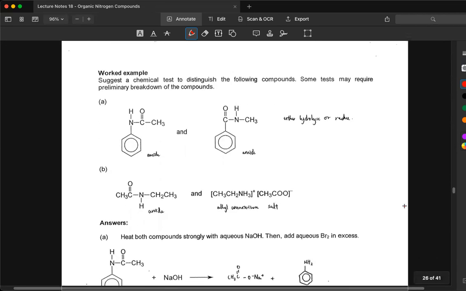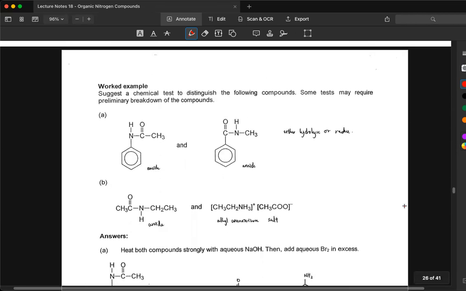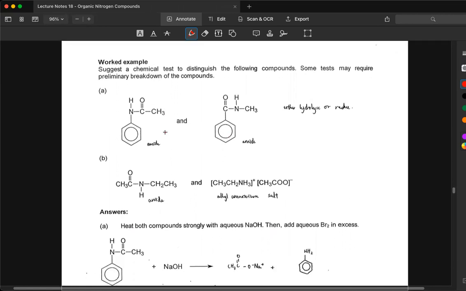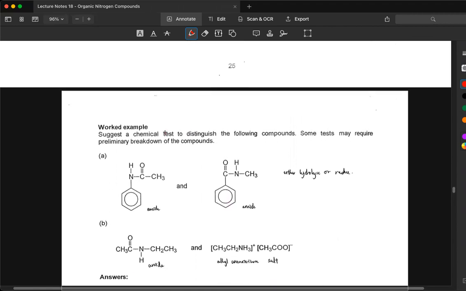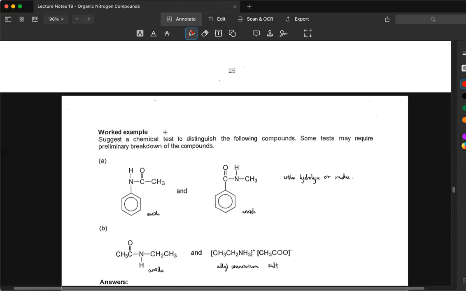Okay, so this is a worded example. Suggest a chemical test to distinguish the compounds. Some tests may require preliminary breakdown of the compounds. So this is an amide, and this is another amide. But then, how do you approach this? Think about it before we move on.